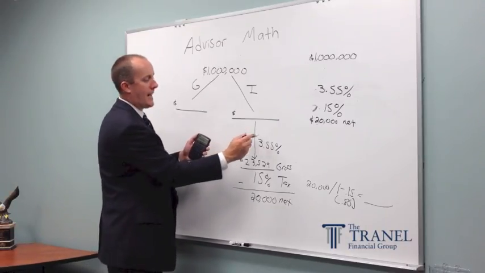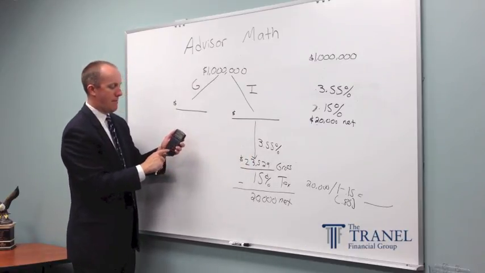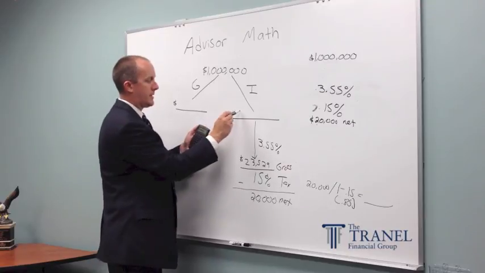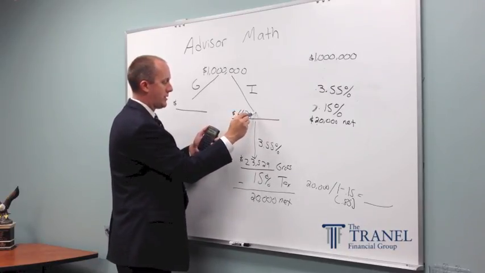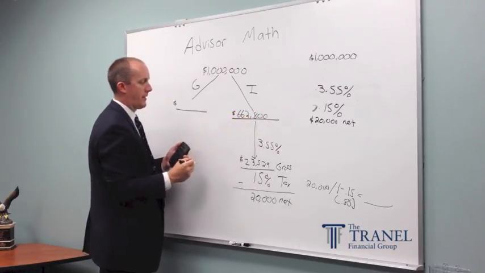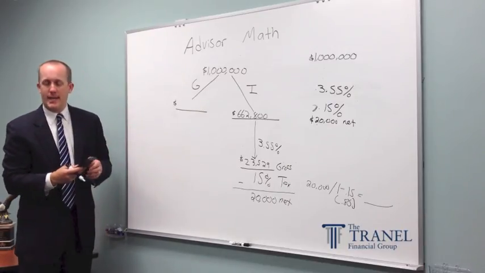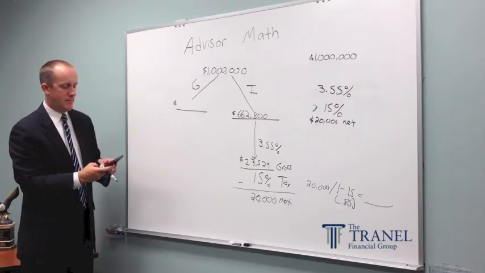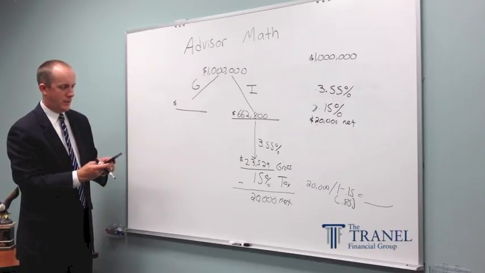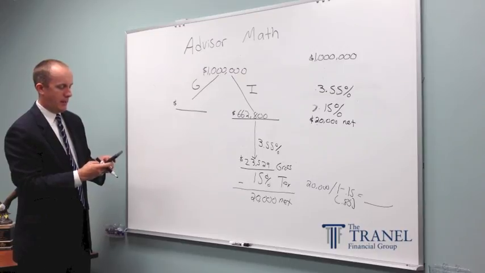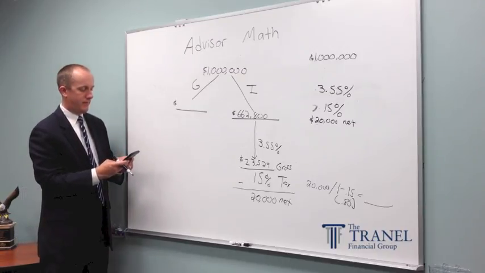Now I need to divide by this decimal. Divided by 0.0355 equals $662,800. If I were to just forget about explaining this, I'll show you how fast this can be done. 20,000 divided by 0.85 equals 23 divided by 0.0355.